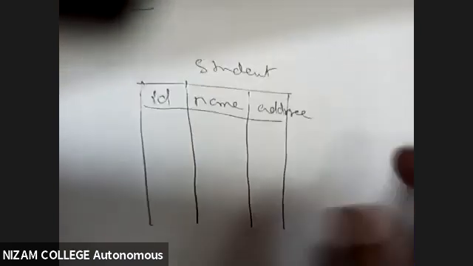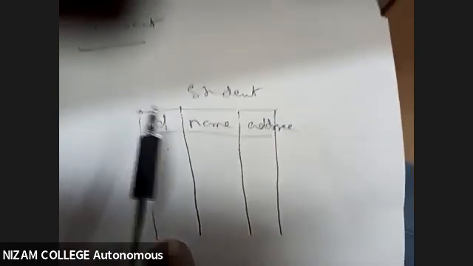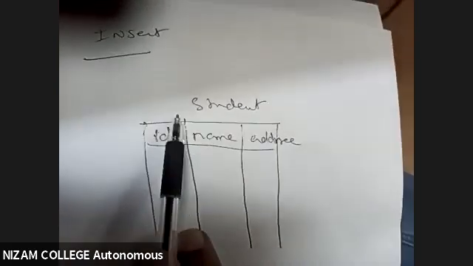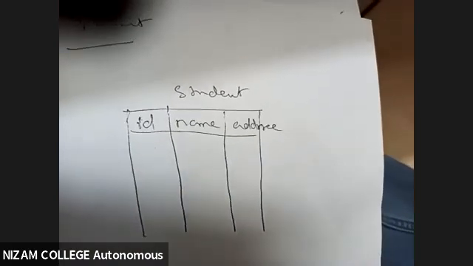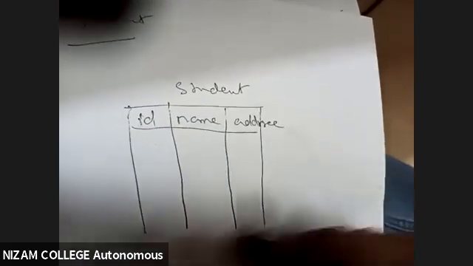Yeah. So if you remember, I have a structure called student: ID, name, and address. With the previous command, what you have seen is that I have been able to insert. Sir, a little bit louder, sir.